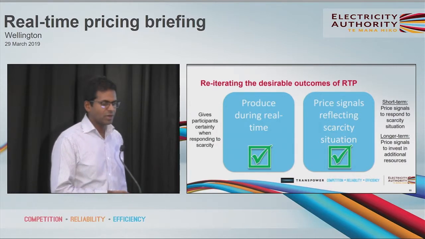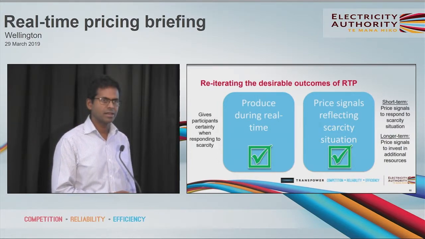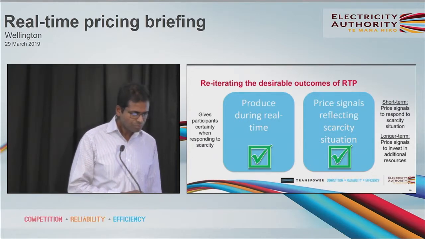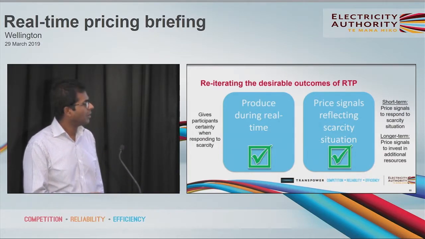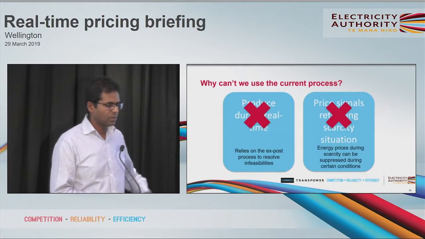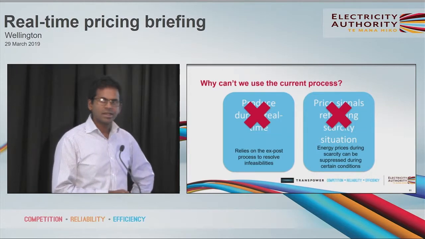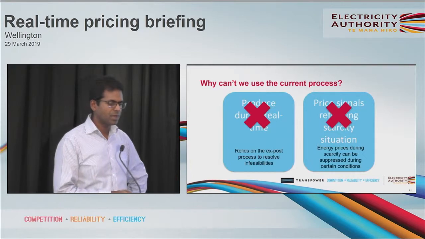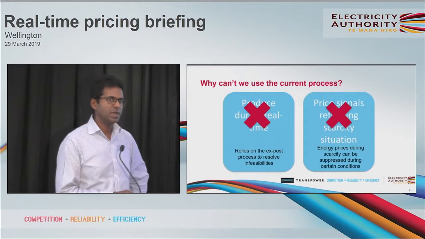So, just to hop on what Justin's mentioned, the two important things of real-time pricing are to give actionable signals in real time and to reflect underlying conditions, both for the short term and for the longer term. And the current pricing process, I think, probably fails on both these accounts. There are no actionable signals, especially during scarcity. We rely on an ex-post process to manage that. And as we've seen, there's quite a bit of uncertainty as to what the prices will be.